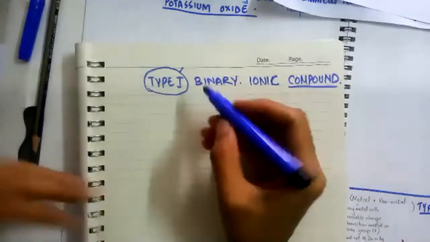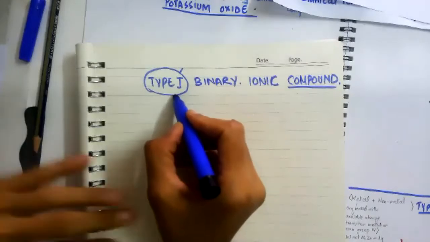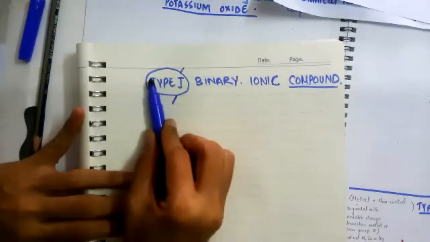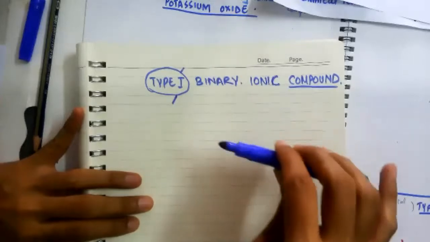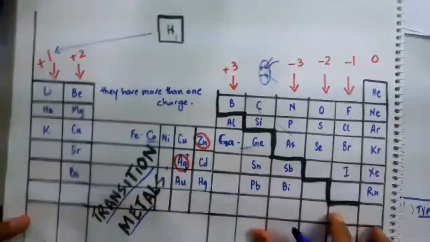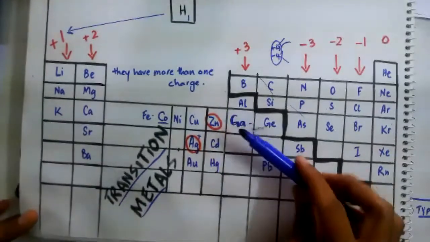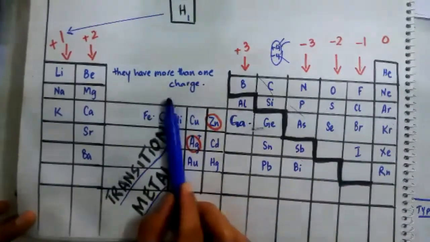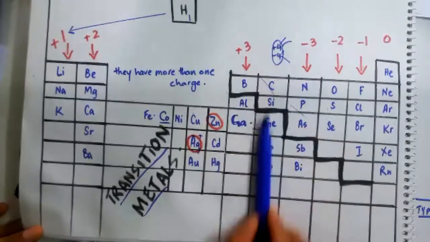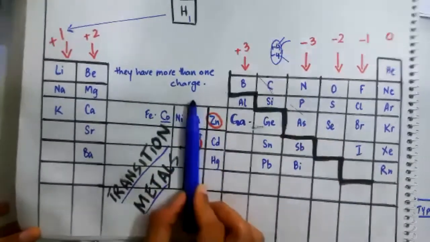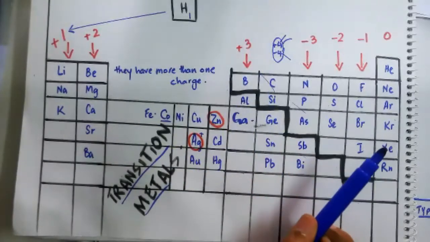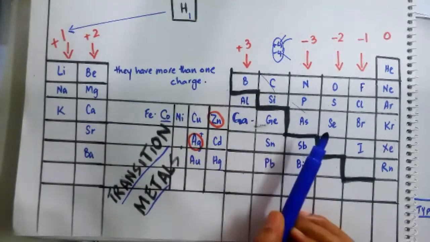Please mute yourself. Okay, so type one means that their ions have only one charge. And remember the periodic table that I made, and I told you that the transition metals are the ones that have more than one charge, okay? And also these group four. Group four and these transition metals have more than one charge, except for, there are always exceptions in science. There are always exceptions to the rules.